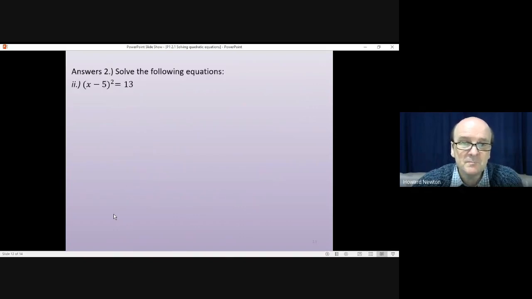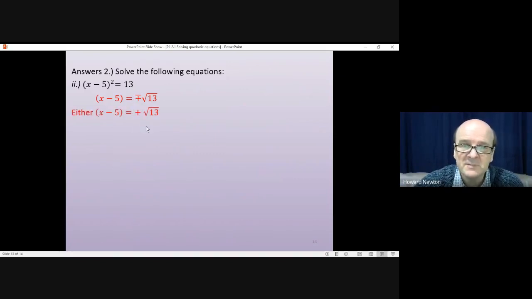The second question, x minus 5 squared equals 13. We use the same method. If we square root the left-hand side, we get x minus 5. If we square root the right-hand side, well, we can't square root 13, but we just leave it as a surd, as the root of 13, making note that it could be plus, it could be minus. Then we do the same as before.